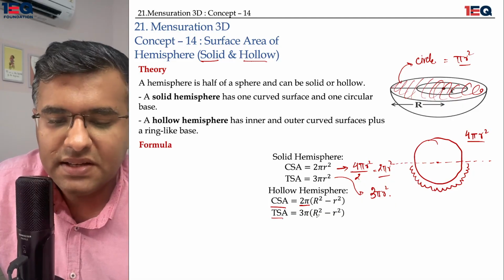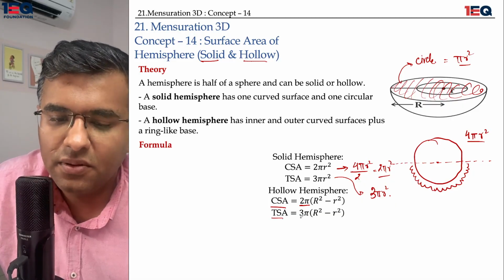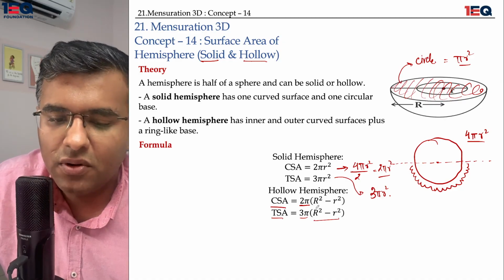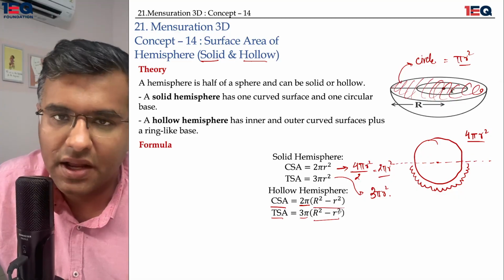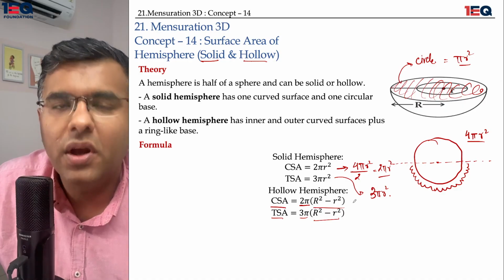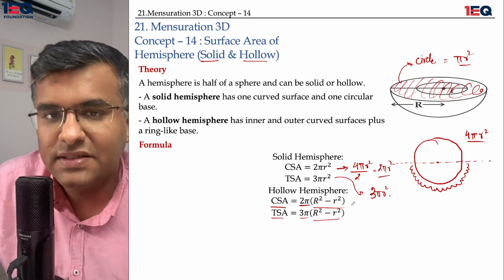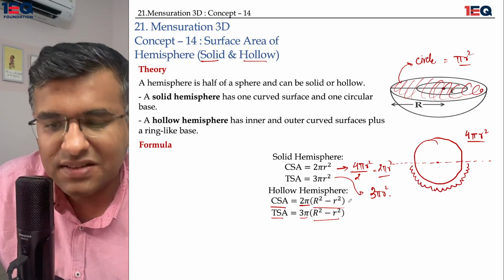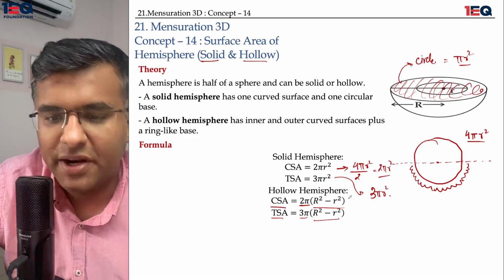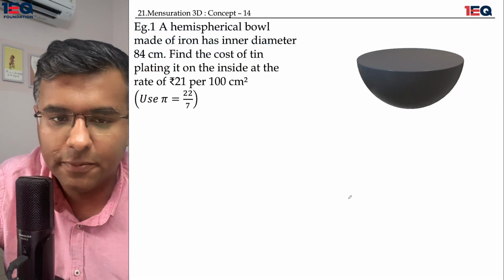Talking about the TSA, the total surface area, it is going to be 3 pi times capital R square minus small r square. I've already told you the reason for there being a difference in the squares of the radii, or the difference of the radii is squared. This is a more proper way of saying it, right? I hope the formulas have been memorized. Let me go ahead.